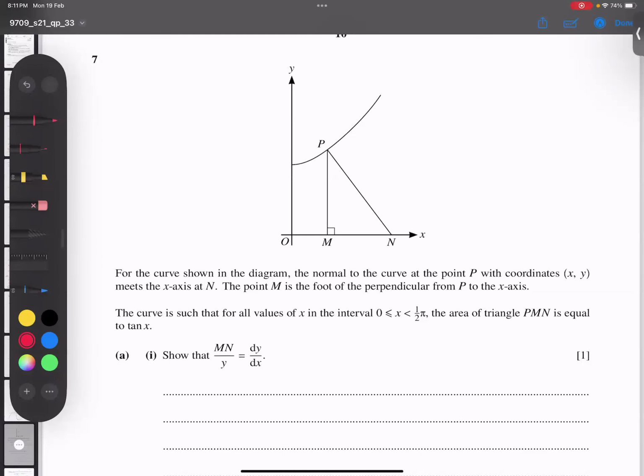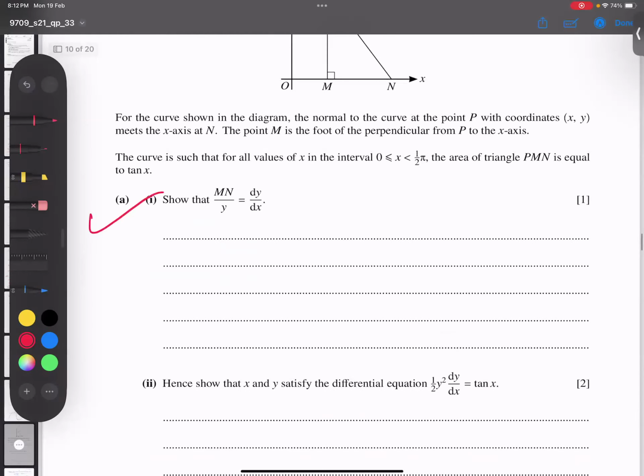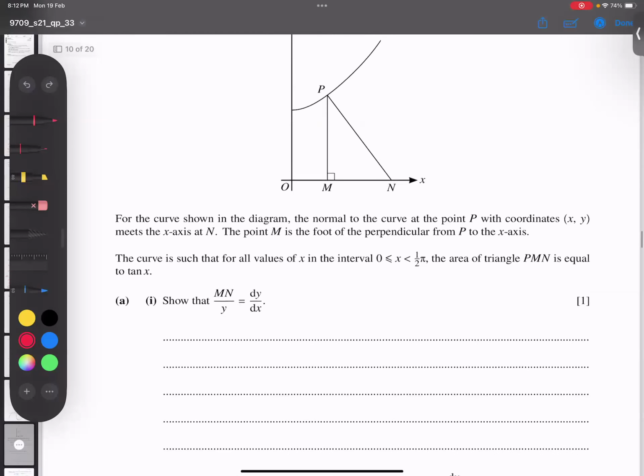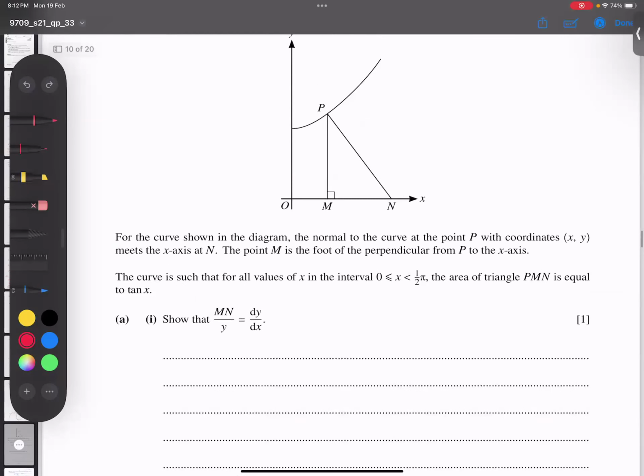Yes, students, this is a question we have, June 2021, 33 variant, question number 7. Again, we'll try the first part only, the proving part. First of all, try to focus on the question. The important part here is the normal to the curve. This PN is a normal to the curve. If I draw a line here, this is called the tangent, very clear. And this black line, this one P to N, is called the normal.